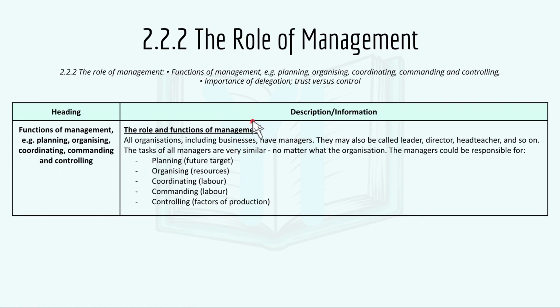Then we have 2.2.2, the role of management, and we'll talk about the functions of management. All organizations, including businesses, have managers, of course, and they may also be called the leader, the director, head teacher, and so on. The tasks of all managers are very similar, and no matter what the organization, the managers could be responsible for: number 1, planning for the future target; number 2, organizing the resources; number 3, coordinating the labor; number 4, commanding, which is related to the labor; and number 5, controlling, which is controlling the factors of production.